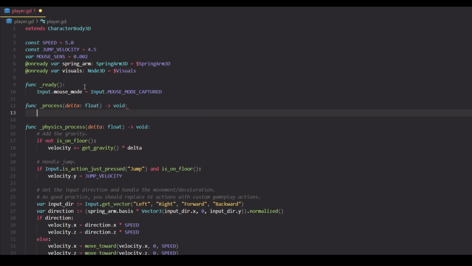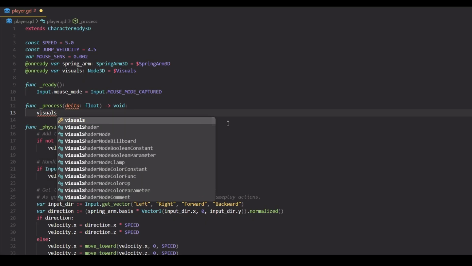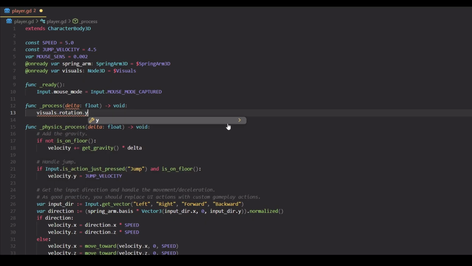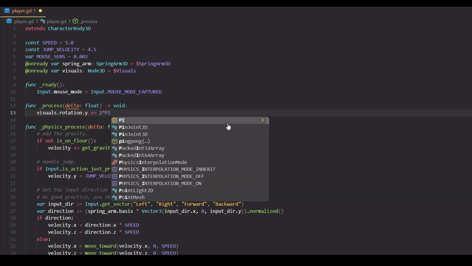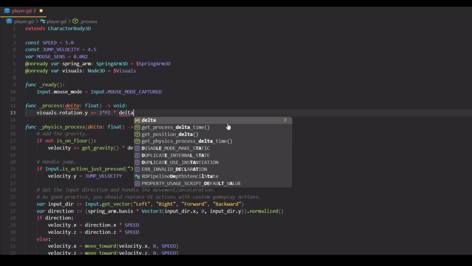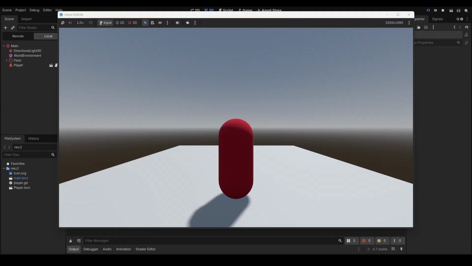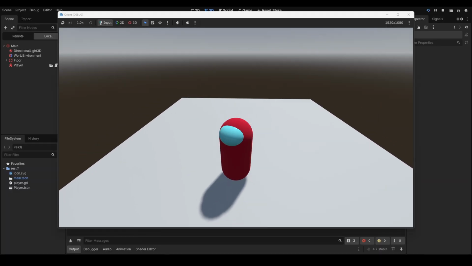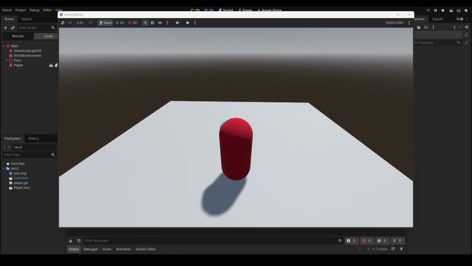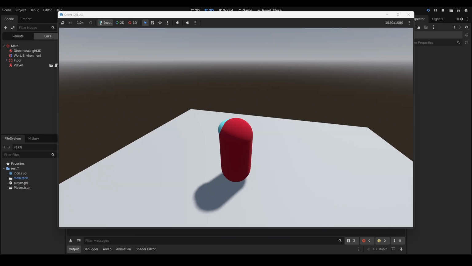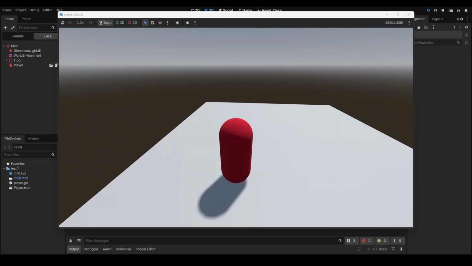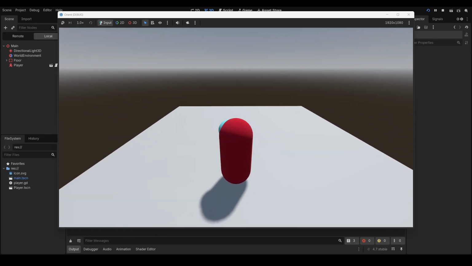And to demonstrate what it does, let's say we want to rotate our visuals around the y-axis, so we want to yaw it, and I'm just going to be adding 2 pi radians, so that's a full circle each second. So if I do 2 pi delta and start the game, you will see that our character now rotates around its vertical axis 360 degrees per second. So all we gotta do now is figure out how to rotate it in the correct direction, and to do that we're gonna have to dig into some math.